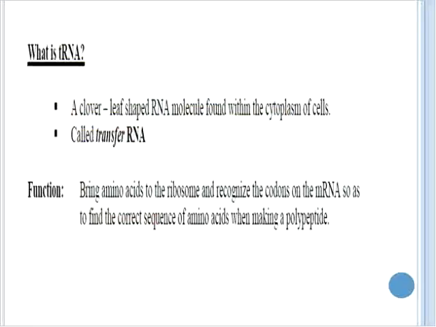So we talked about transfer RNA. Transfer RNA is a cloverleaf-shaped RNA molecule that's found in the cytoplasm of cells, and it's called transfer RNA because it brings amino acids to the ribosome and recognizes the codons on the messenger RNA, so it can find the correct sequence of amino acids when making a polypeptide.